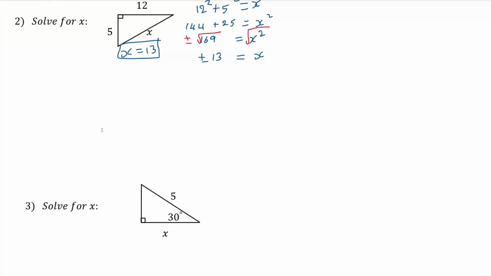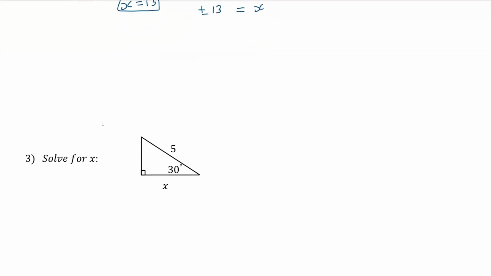But now, how about an example where only one side and an angle are given, and you're being asked to find a missing side? Notice here we cannot use a squared plus b squared equals c squared. It doesn't matter whether you write x squared plus y squared equals c squared, or a squared plus b squared equals c squared. Same idea.